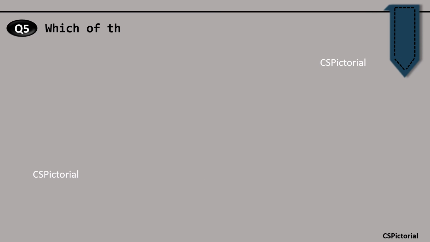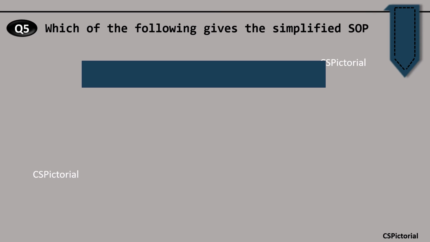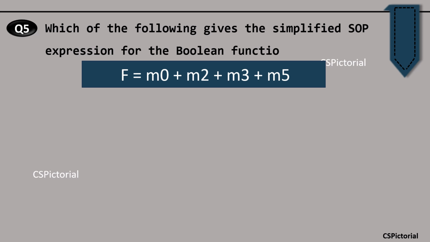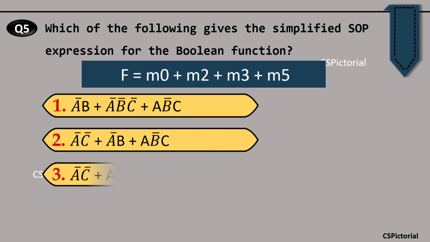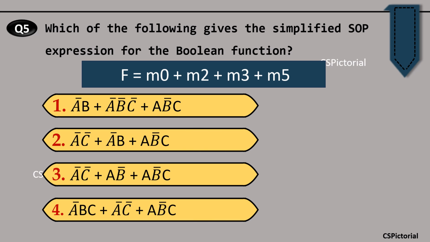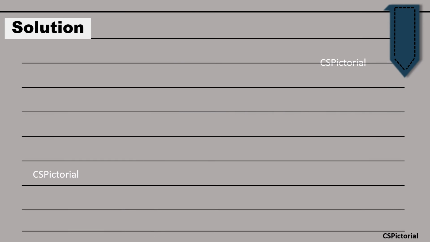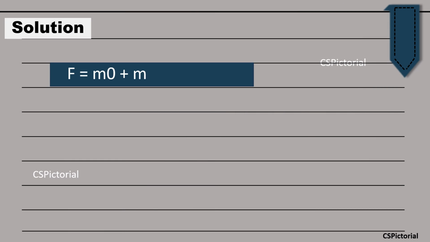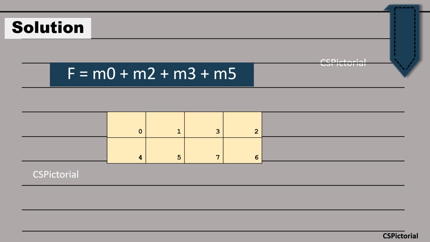Which of the following gives the simplified SOP expression for the Boolean function f equal to m0 plus m2 plus m3 plus m5? This is actually a very simple problem. The given SOP expression can be simplified using a K-map. Since the minterms involved in the expression are up to m5, we understand that the number of variables involved are 3. So we take a 3-variable K-map.